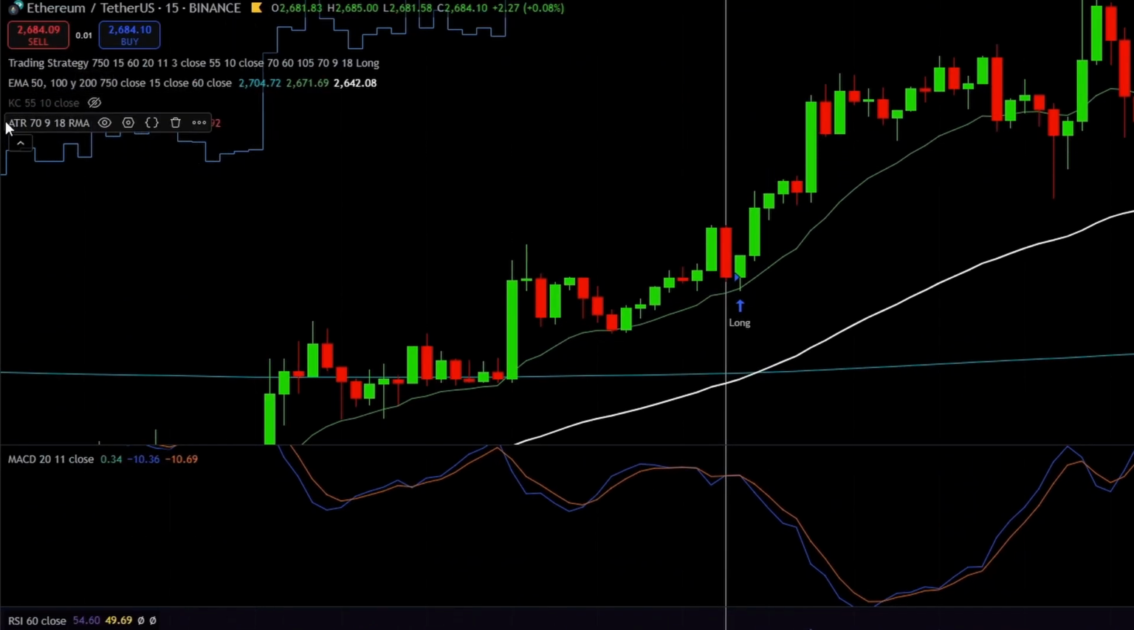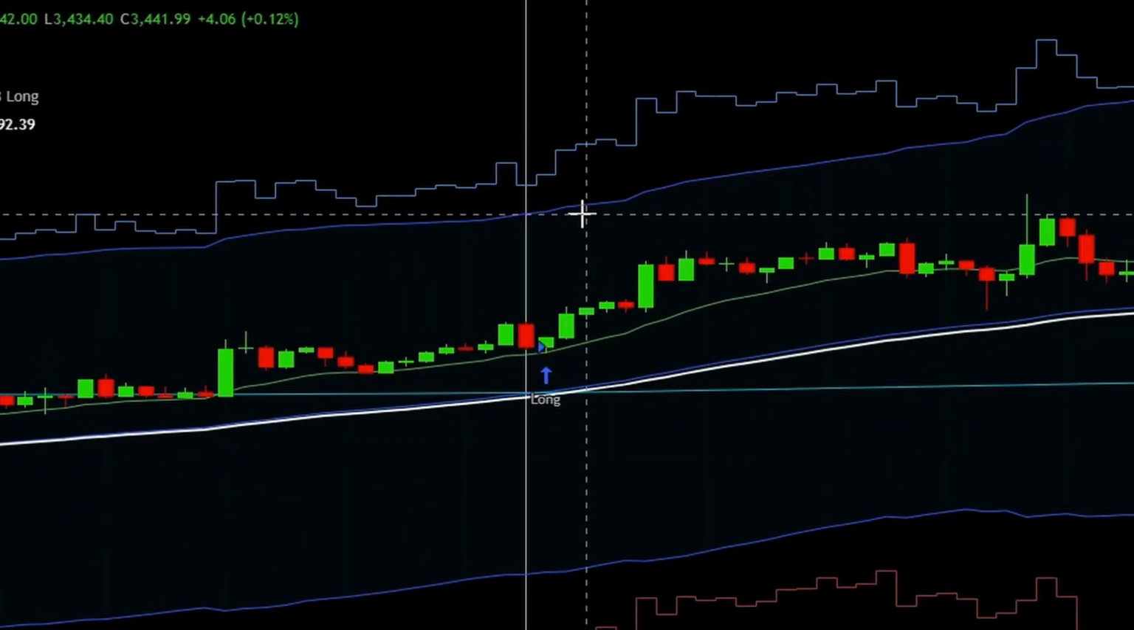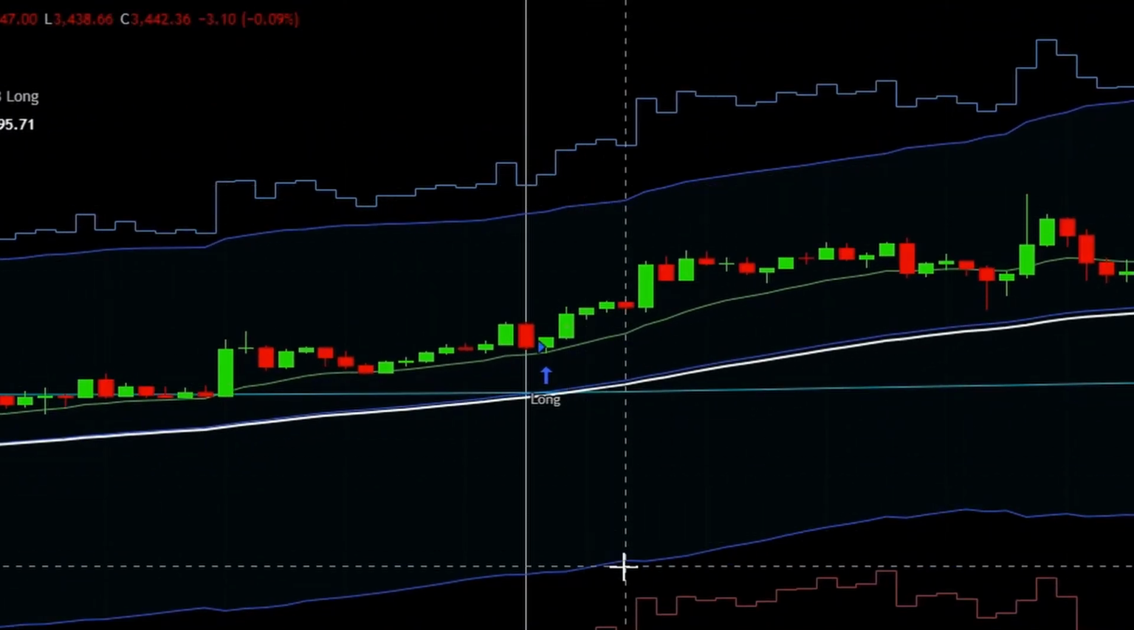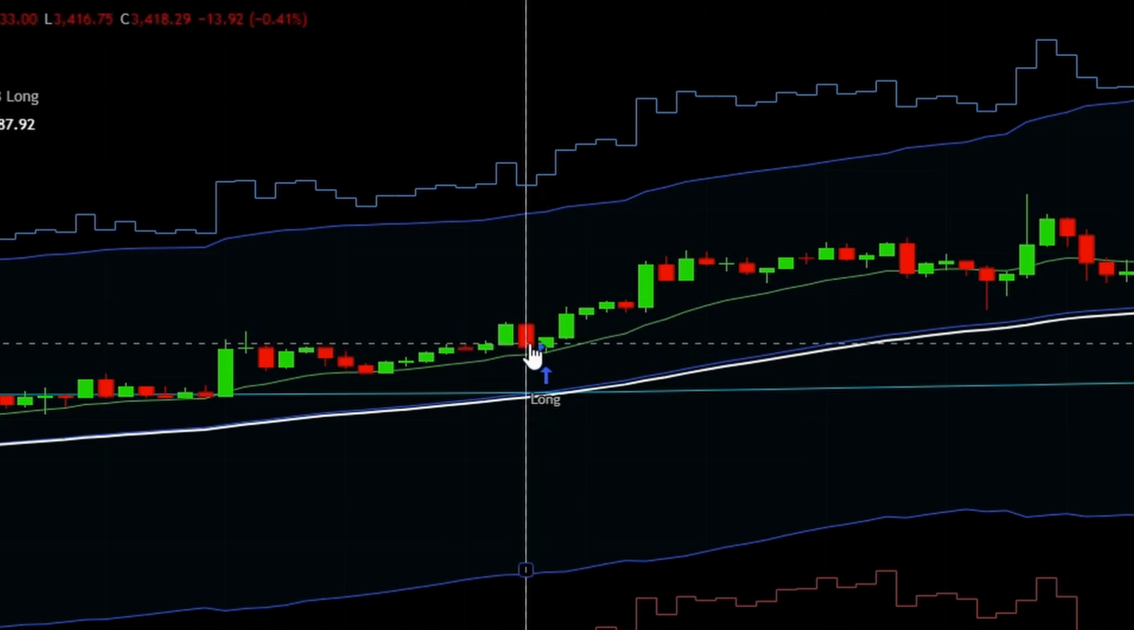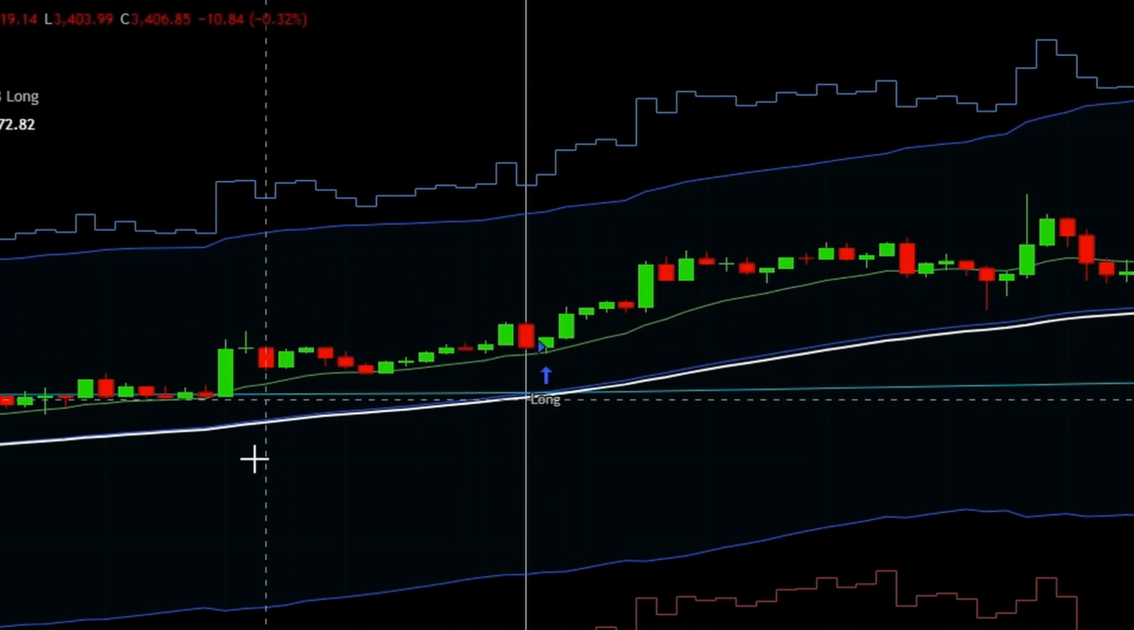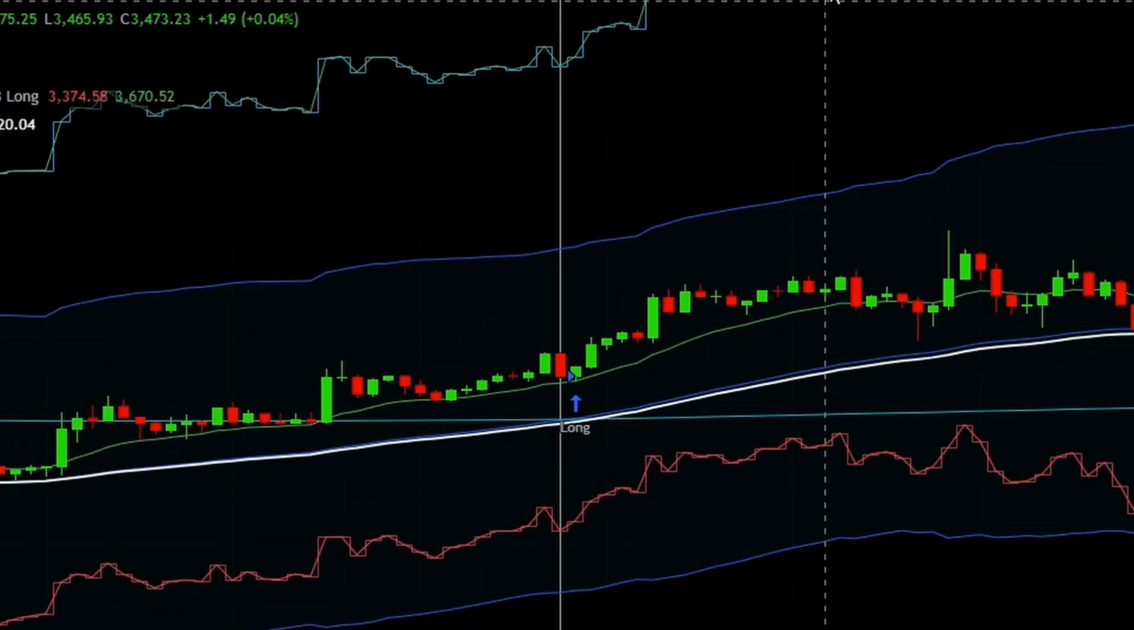And for the final rule, we should use the Keltner channel or the KC, so make it visible. And the KC will be this upper and lower line. And for a very long entry, the price should close inside the Keltner channels, which it did. So all of the rules are met for a very long entry.